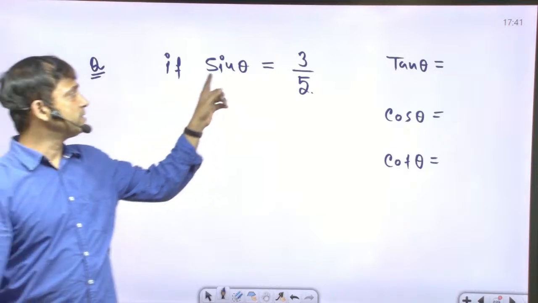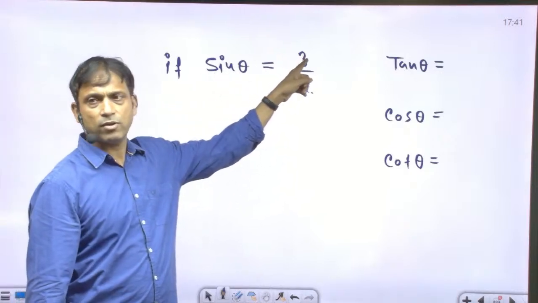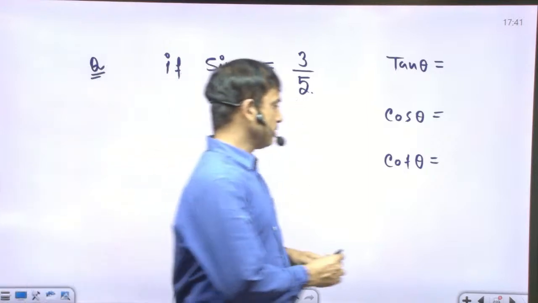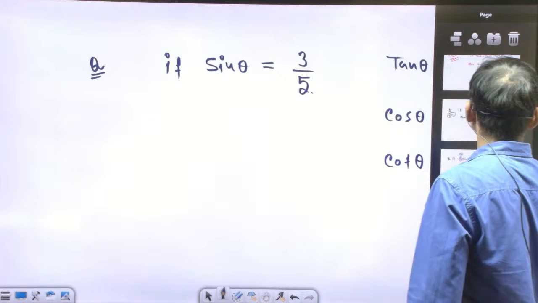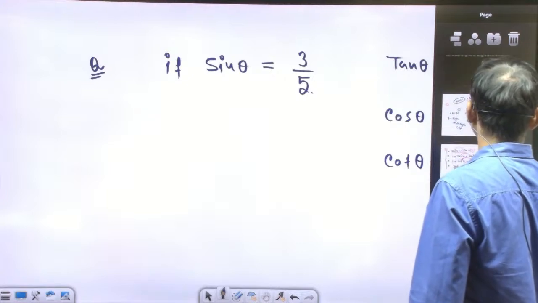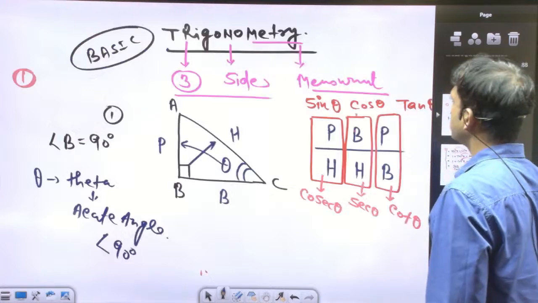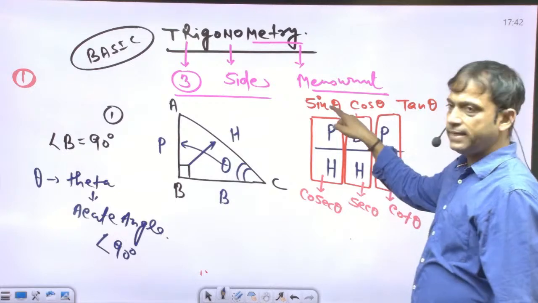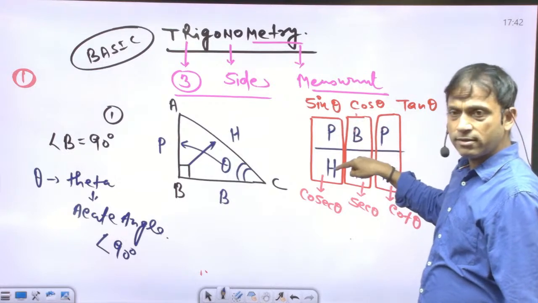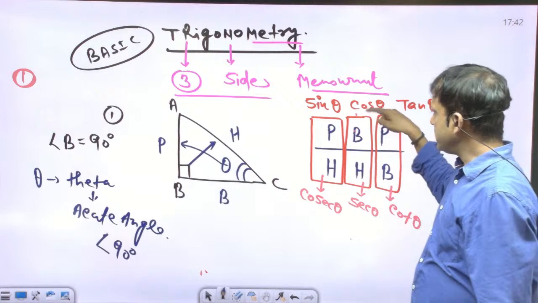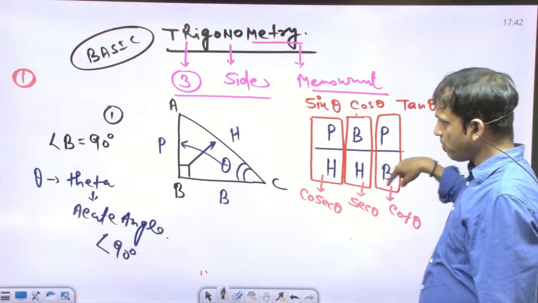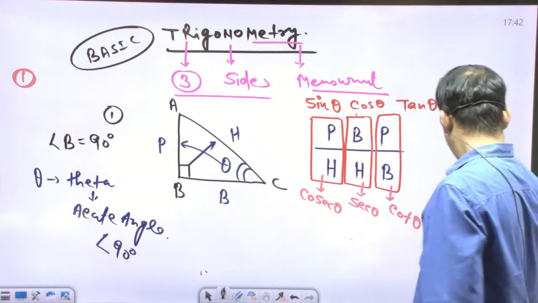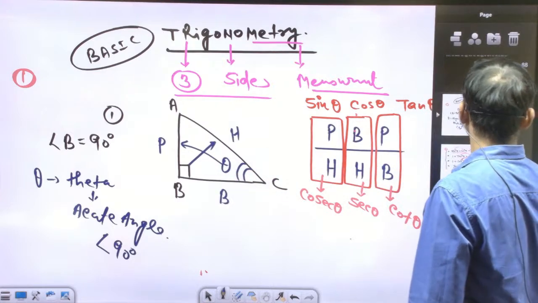In the first page, sin theta is perpendicular upon hypotenuse. Now take this page. Sin theta is perpendicular upon hypotenuse, cos theta is base upon hypotenuse, tan theta is perpendicular upon base in the triangle. So apply this format.